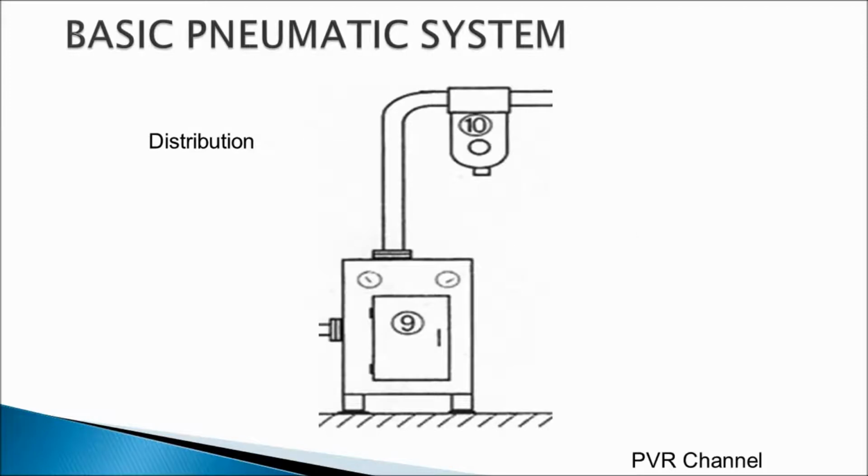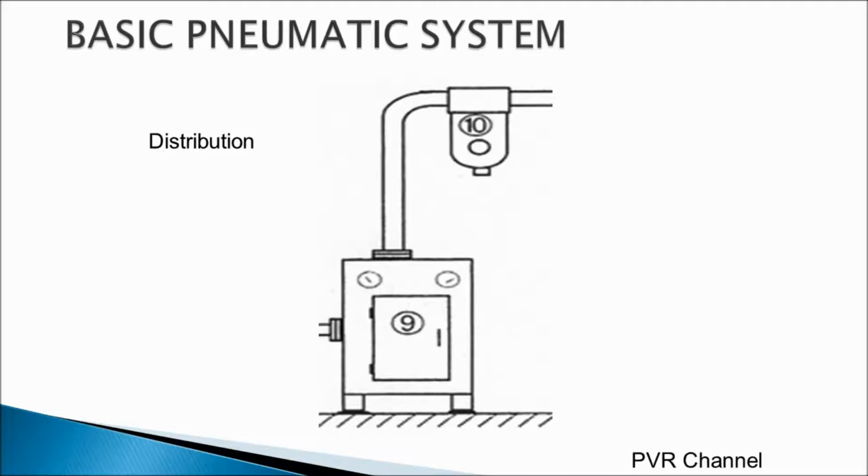Number 9 and number 10. Number 9 is an air dryer and number 10 is a mainline filter. The dryer does the function of removing the water vapor from the system and not the moisture. It only removes the water vapor from the system and not the moisture.